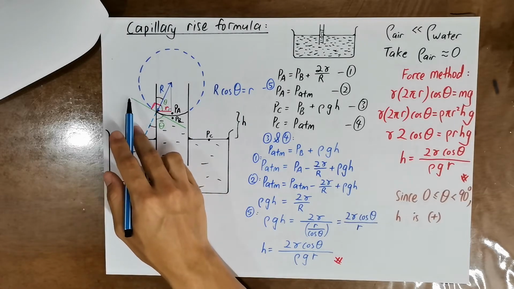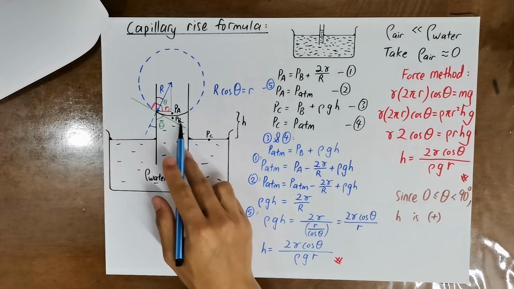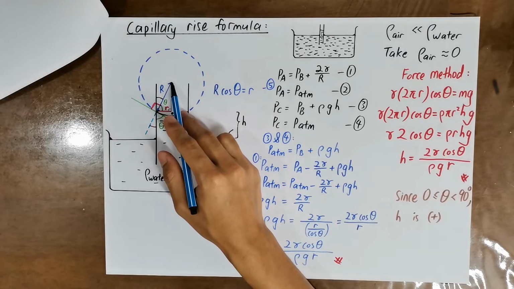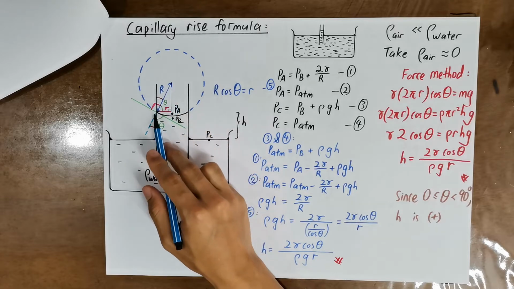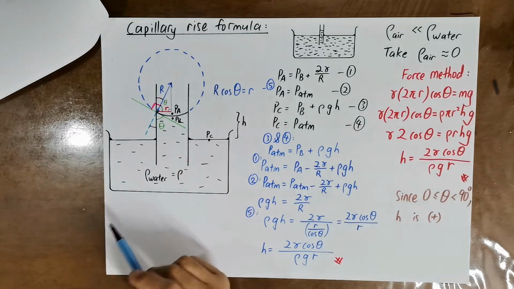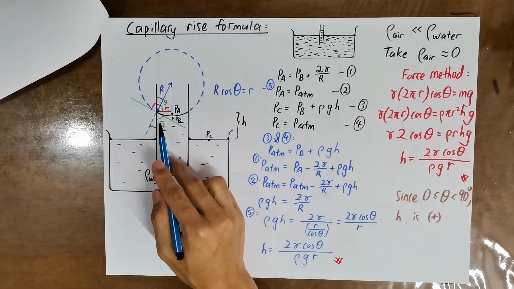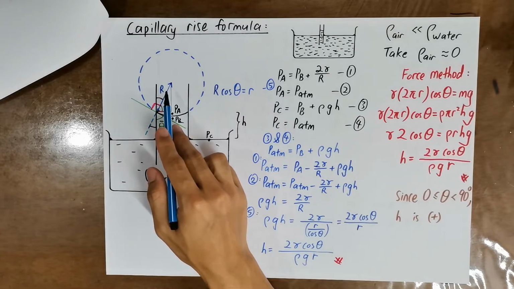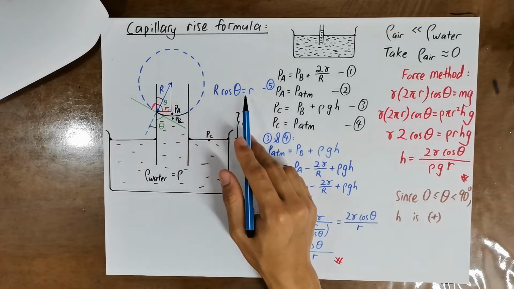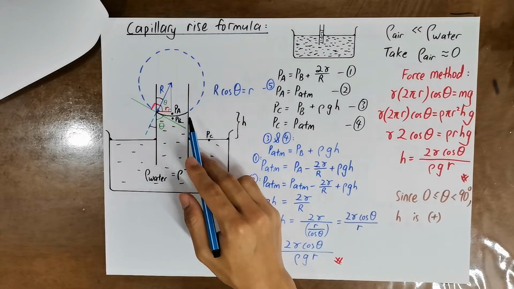When you draw this line, which is the tangent line to the water surface here, and you also draw a line from the center of the circle to the point of contact between the water and the glass, you know that you have a right angle here. The contact angle is exactly the angle between the capital R and the small r, and this is a right-angle triangle, so capital R cos theta equals small r. The height of the water being raised up is h.